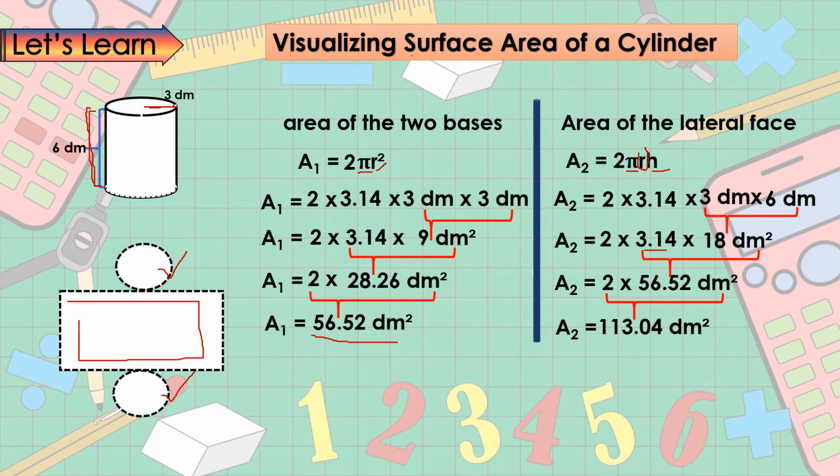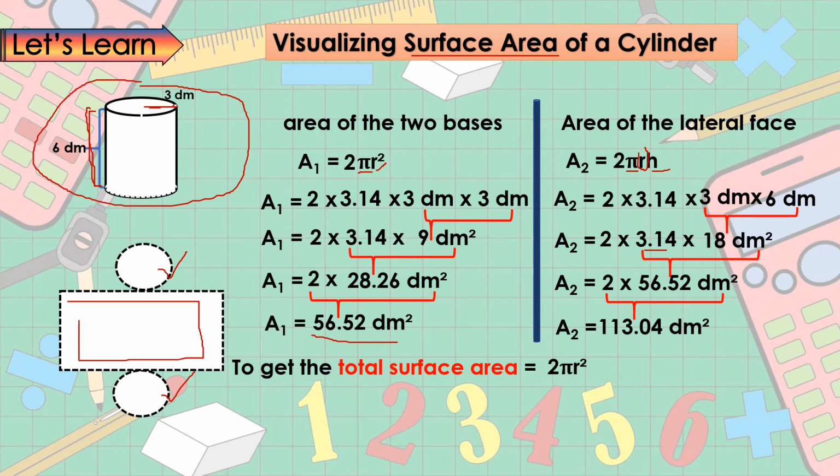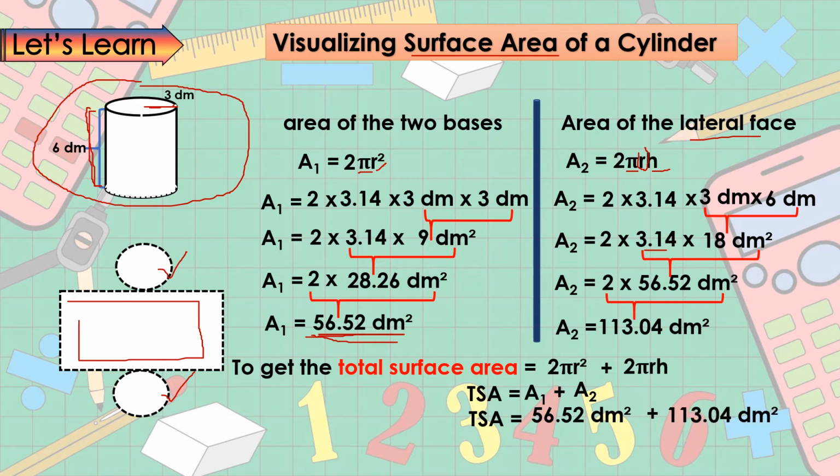Since we are dealing with surface area, we are going to get the total covering of this cylinder. So, in order to get the total, we are going to add the values in our area 1, or area of the two bases, plus the area of our lateral face. So we are going to write here A1 plus A2. So we have 56.52 decimeters squared plus 113.04 decimeters squared. So we will get a total, or sum, of 169.56 decimeters squared. So this is the surface area of our given cylinder here.